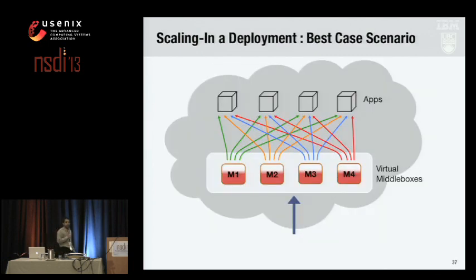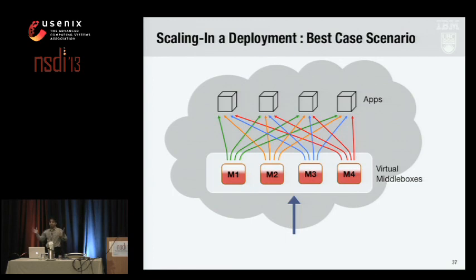Let's look at a scale-in scenario. Consider this setup, which is something like a well-scaled out setup. There are 4 middleboxes. All of them are well utilized and equally loaded. Great. Now, consider a best case scenario, which is actually very rare. All flows in M4 die, followed by all flows in M3, followed by all flows in M2, and so on.